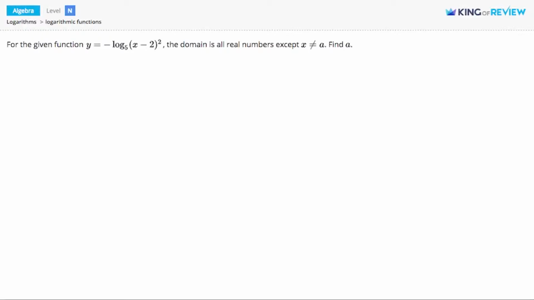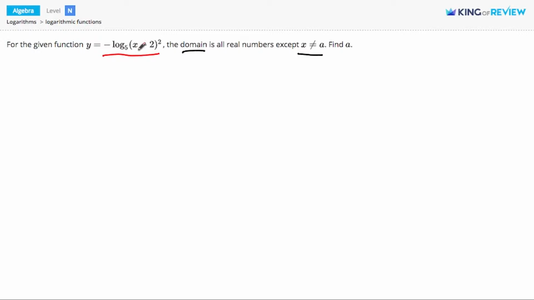Here we have a function y equals negative log base 5 of (x minus 2) squared, and we need to think about the domain of this function. All real numbers except one, except a. We need to know what's the only real number that can't be plugged in for x.